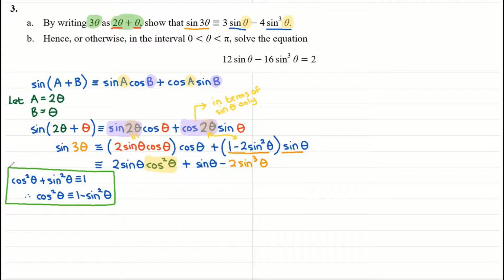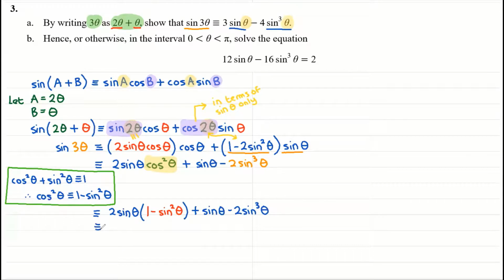So let's continue with the question now. So this is all identical to 2 sine theta, and then I'm going to have 1 subtract sine squared theta, close that bracket, add sine theta, and subtract 2 sine cubed theta. And I bet you didn't think it was going to be this many steps. Okay, and let's expand and simplify once more.